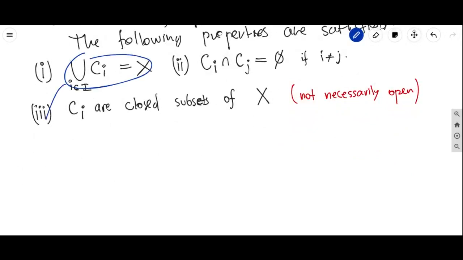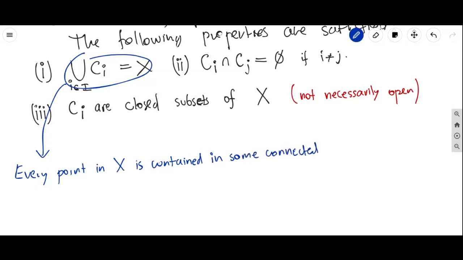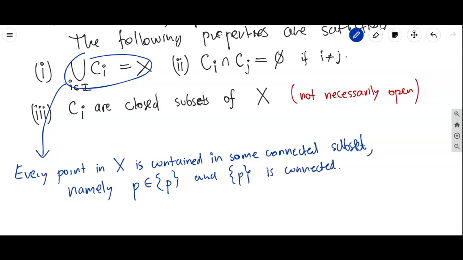So why is this true? This one is true because every point in X is contained in some connected subset. Namely, every point is contained in the singleton set, and the singleton set is always connected, no matter what space it is, because the single point space will always be a discrete one point space, and that's easy to show why that's connected, because in the discrete one point space, the only subsets are the trivial subsets, so it's automatically going to be connected. So every point is always contained in some connected subset.